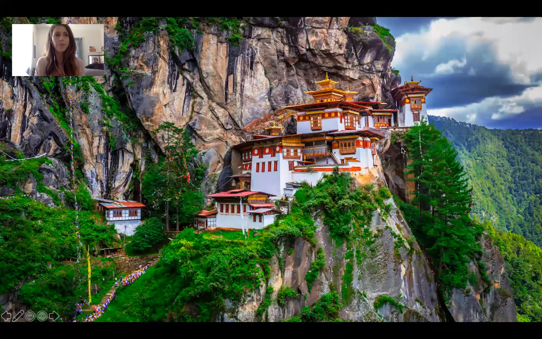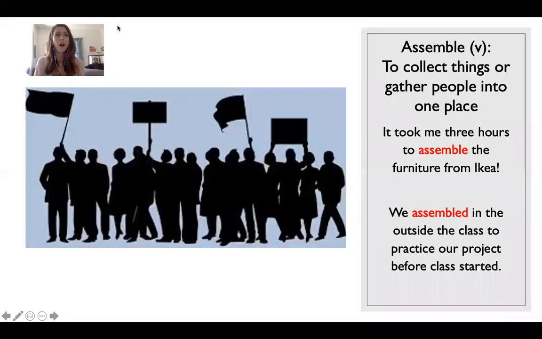All right, so let's go through the vocab. Our first vocabulary word is assemble, which is a verb. So assemble means to collect things or gather people into one place. If you have heard the word assembly, this means gathering a bunch of people together. Like a school assembly means to get all the teachers and students together. Assemble means to collect things or gather people into one place.